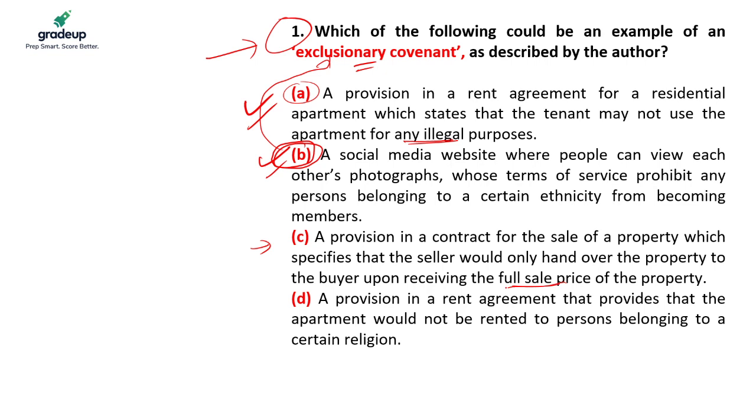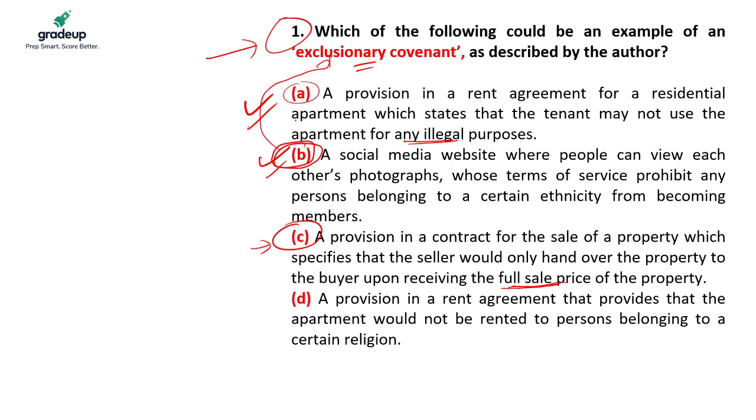Now, this is the essence of the contract. When I'm selling something, I require my money. The sales proceeds have to come to my hand, and I have to receive the entire amount before I can write an agreement. That is not discretionary. If I say, if you don't pay the full amount, I'll not hand over the property. So this is not an exclusionary covenant, in the sense that it is not discriminatory in terms of religion, caste, etc. Okay, so C is also not the answer.